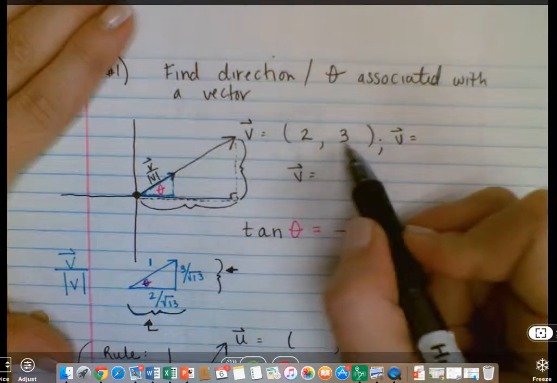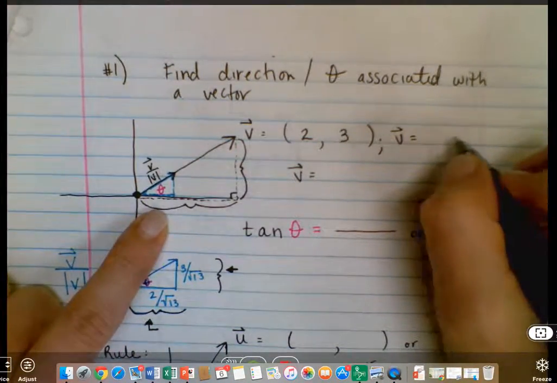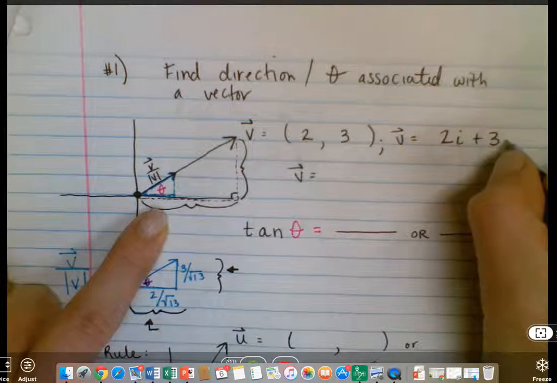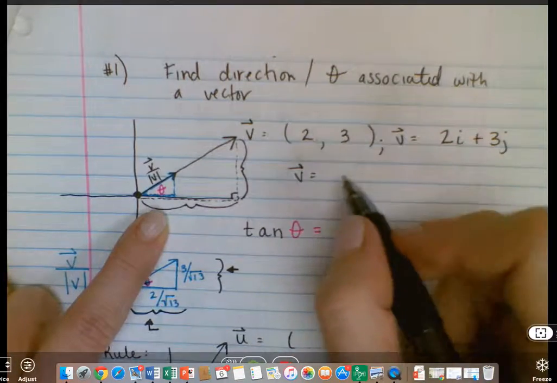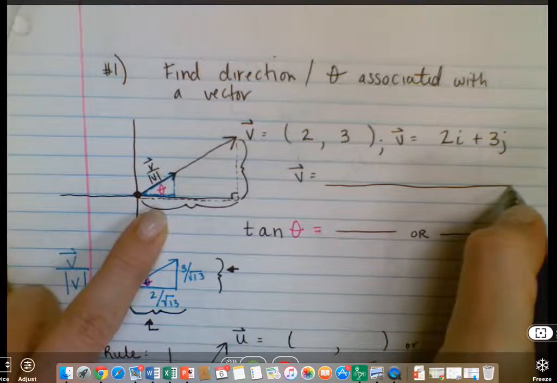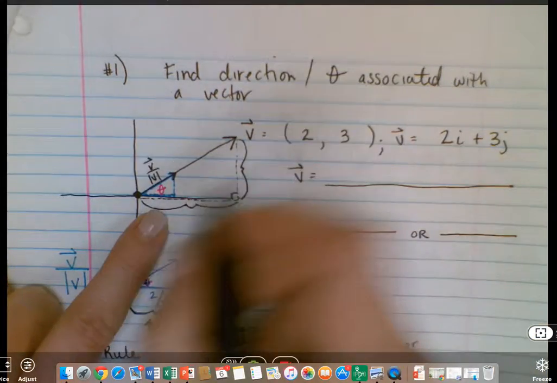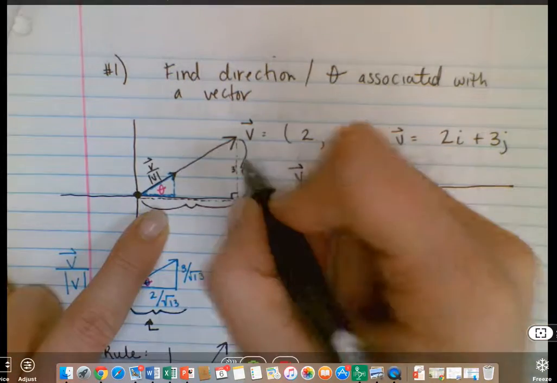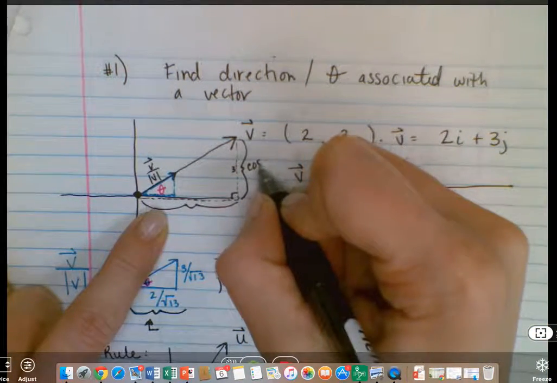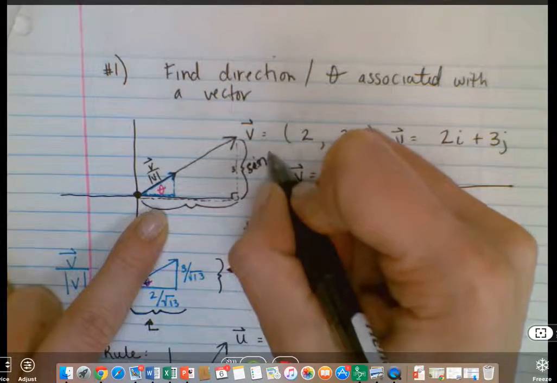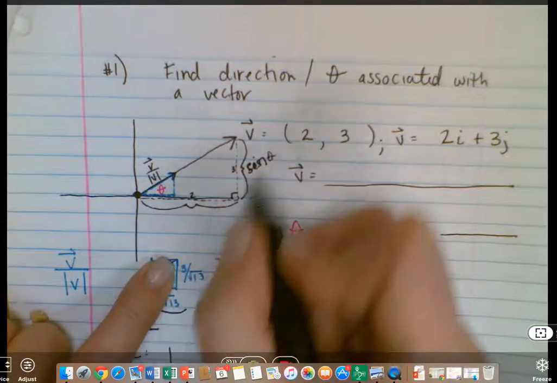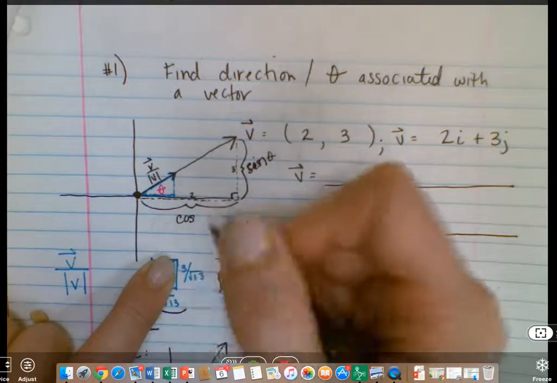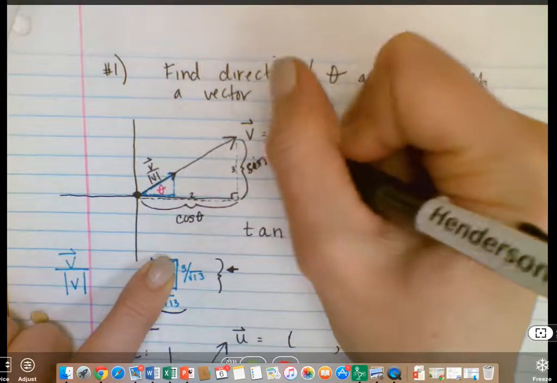Vector v is 2, 3. So for practice, let's write it in ij notation. It could be written as 2i plus 3j. Or we're going to write it in that cosine sine notation right here. So this component right here is 3, and it is represented as the sine of theta. And this component right here is written as the cosine of theta.